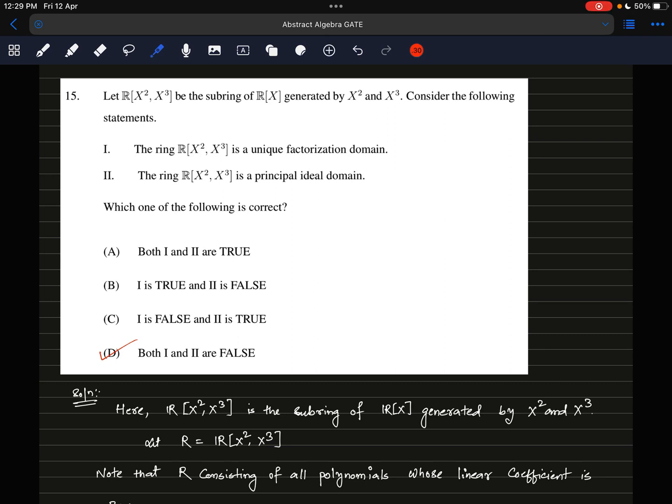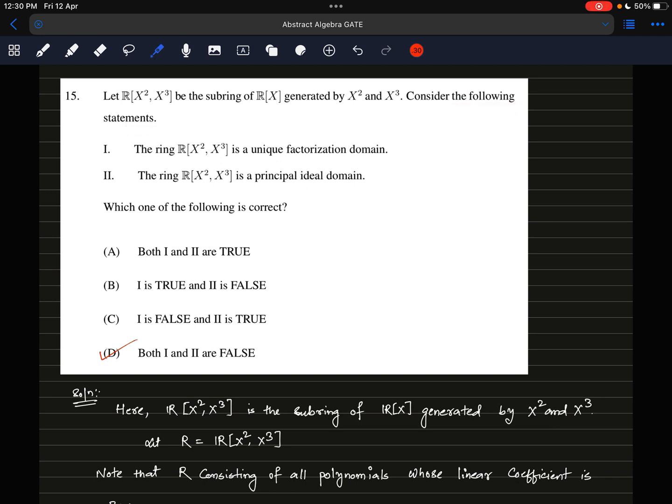Hello everyone. So we'll see a problem that was asked in GATE 2024 and it was from ring theory. The question says: let the polynomial ring be R, which is the subring of R[x] generated by x square and x cube. Then consider the following statements.